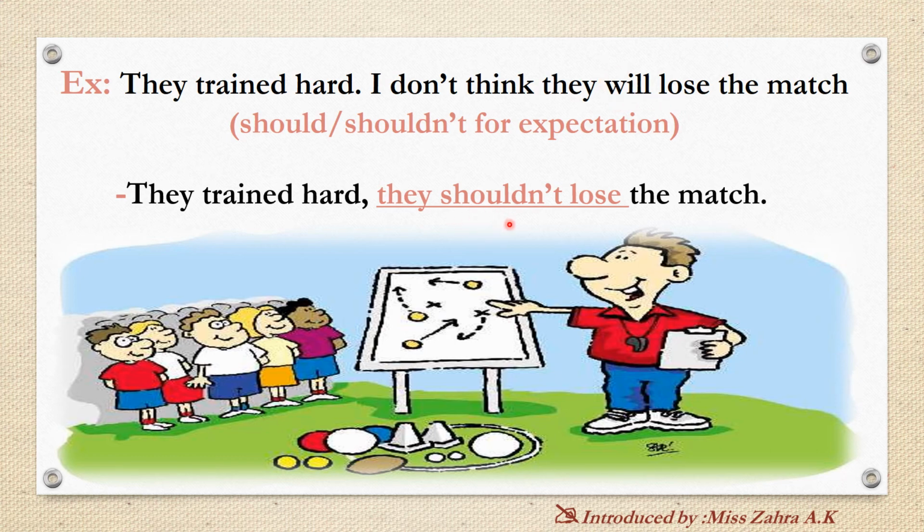فبعد الشود والشودنت أو المودال فيربس بشكل عام راح نستخدم infinitive وهو lose، ننزله lose the match، راح تكون they trained hard they shouldn't lose the match. I will repeat it very fast، راح أعيدها لكن بشكل سريع. لاحظ الجملة they trained hard I don't think they will lose the match، هم تدربوا جيدا أو بجد. I don't think they will lose the match، أنا لا أعتقد بأنهم سيخسرون المباراة أو سوف يخسرون المباراة.